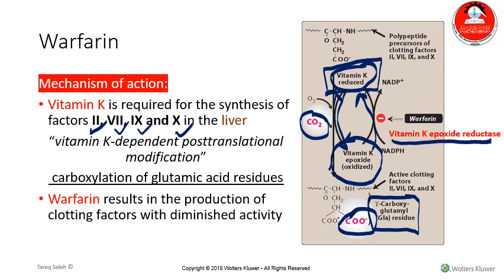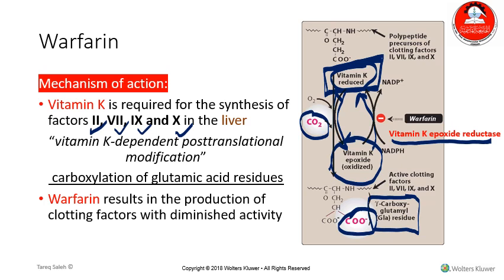As the name indicates, this enzyme reduces vitamin K and converts it from the epoxide or oxidized form into the reduced form. Warfarin inhibits the action of vitamin K epoxide reductase, reducing the availability of the reduced form of vitamin K. That means this will interfere directly with the carboxylation of coagulation factors. Now, note here that warfarin does not basically interfere with the synthesis of these factors. They will continue to be synthesized.